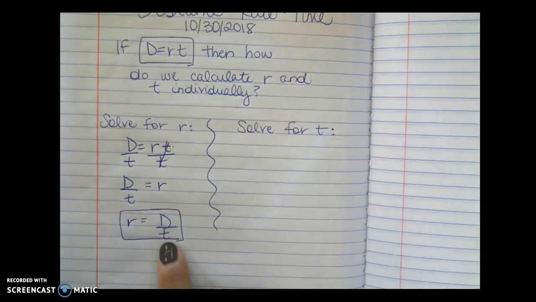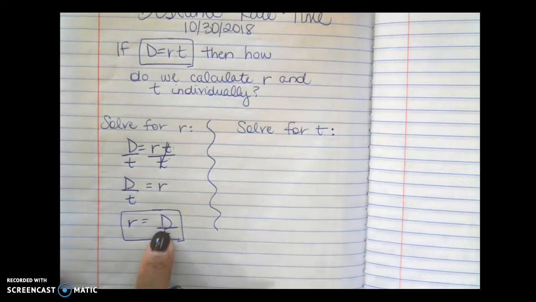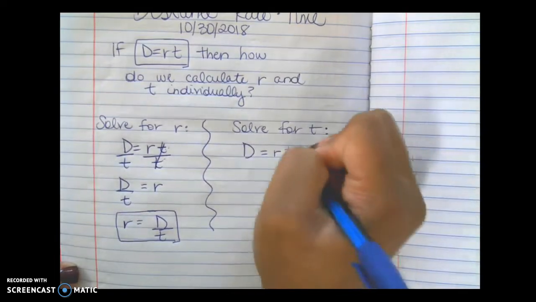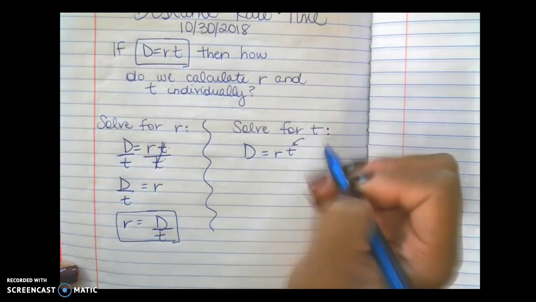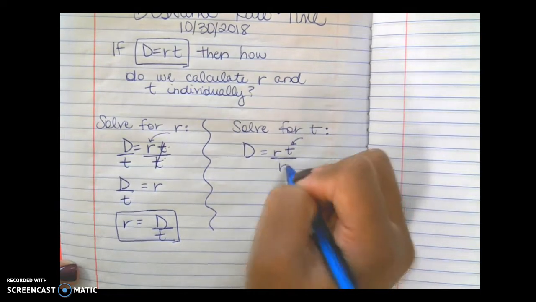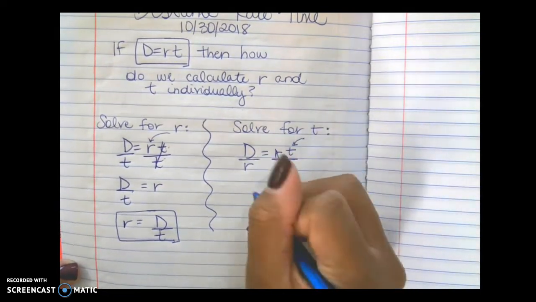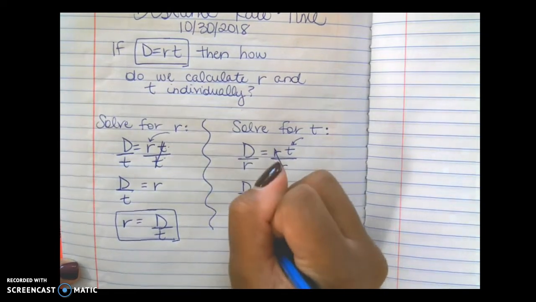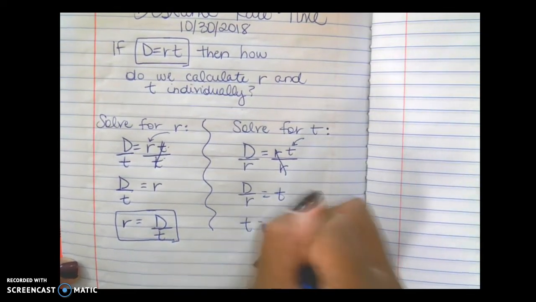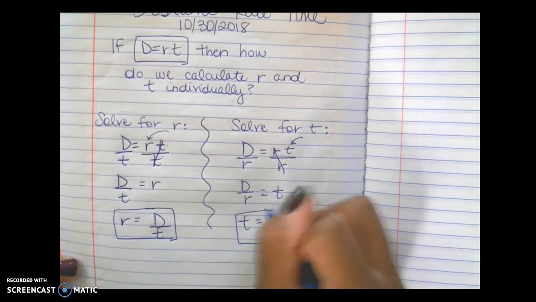We're going to do the same thing for time. So my r and my t are going to switch places. Watch what happens. Distance equals rate times time. I want to get t by itself, just like I wanted to get r by itself. Divide both sides by r. These r's cancel out. Distance divided by rate equals time. Write it left to right. Time equals distance divided by rate. And there's my formula.